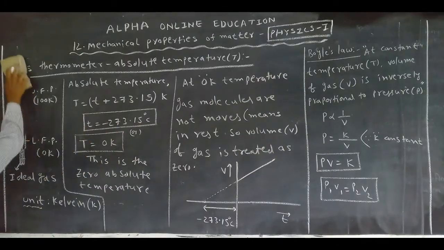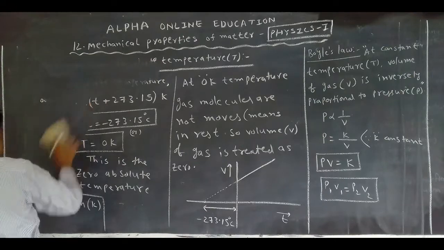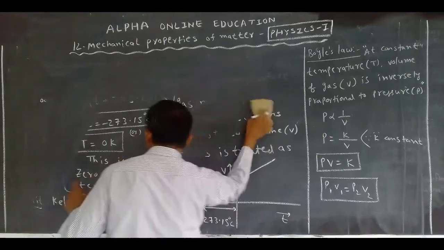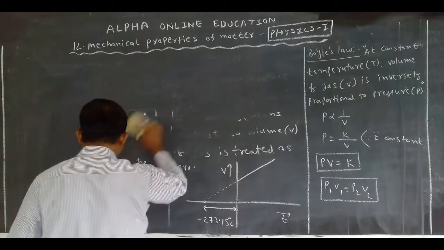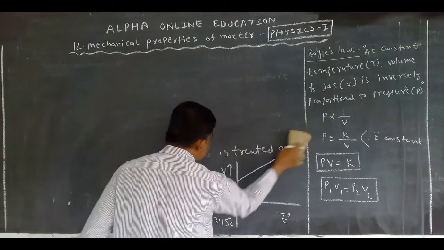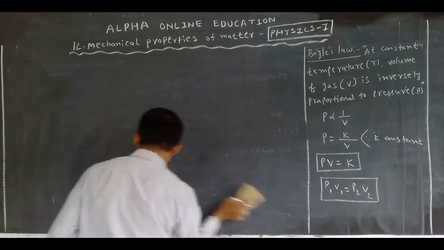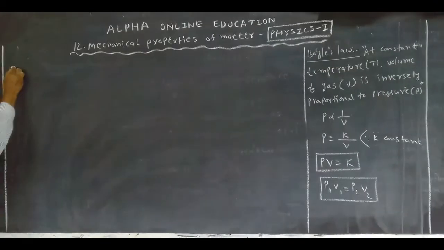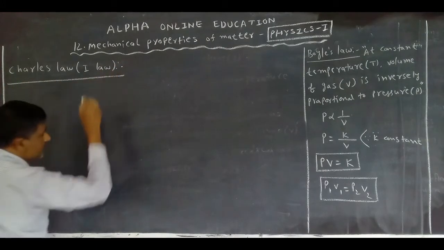Now the next one is Charles law. After Boyle, Charles also explained about the gases when the temperature increases, but Charles explained two laws. How many laws? Two laws. Now first, Charles law or first law.